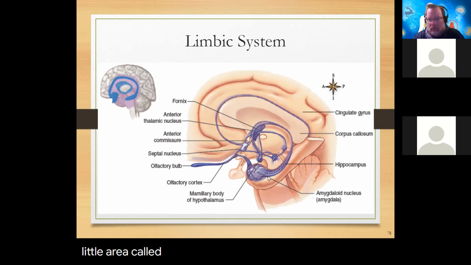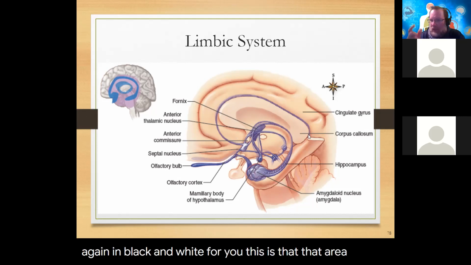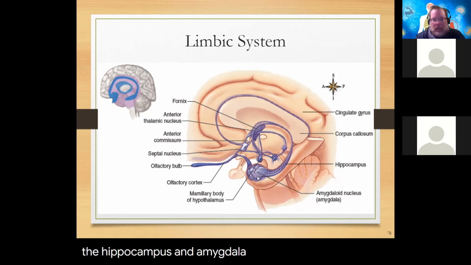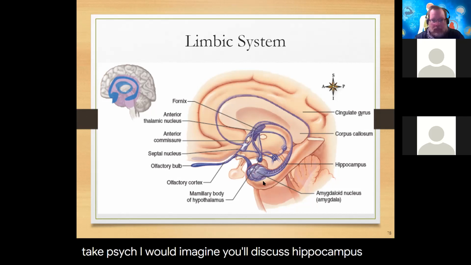There's this little area called the amygdaloid, or the amygdala, and the hippocampus. Again, these are kind of the neuronal pathways of emotion, and some of our emotional memory. Here's that corpus callosum spelled out again in black and white for you. This is that area that again links the left brain and the right brain together. Okay, so you see the hippocampus and amygdala. These are items you would probably discuss in a psychology class as well. So if you do take psych, I would imagine you'll discuss hippocampus and amygdala in there.